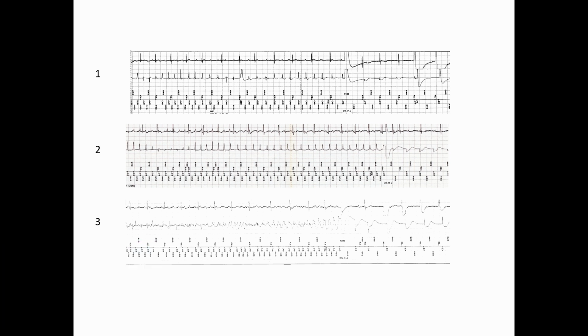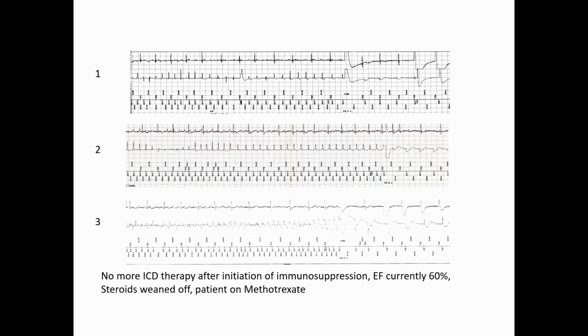This is the near-field recording from the ICD. You see polymorphic VT and a shock, polymorphic VT, stabilizing to monomorphic VT, fast VT, a shock. Here's ventricular fibrillation and a shock. In this patient, the patient did not have any more ICD therapy after initiation of immunosuppression. The ejection fraction normalized. Steroids were weaned off.